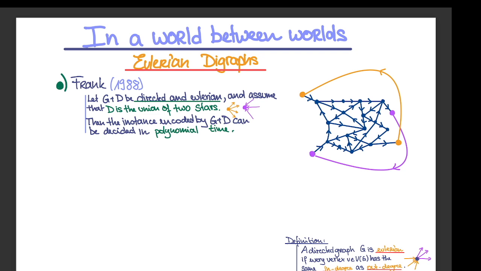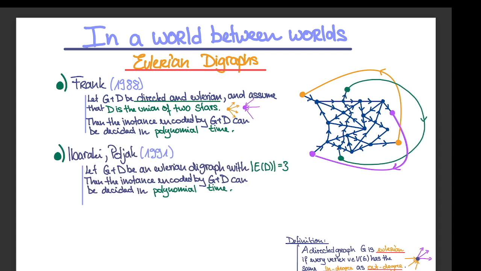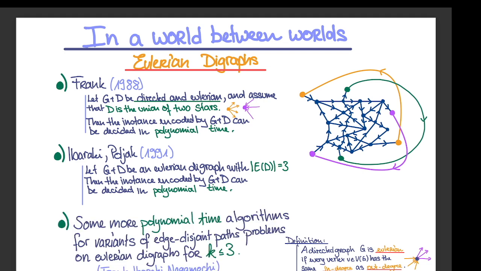So if you're given a graph G plus D, where D is the demand graph and G plus D is Eulerian, then the 2 edge disjoint path problem is actually polynomial time solvable. And soon after that, it was proved that this holds true for K equals 3, so the 3 edge disjoint path problem is also polynomial time solvable when G plus D is Eulerian. And then the same authors went on analyzing different variants of edge disjoint paths in variants of Eulerian digraphs, and they proved that for several cases and K less than or equal to 3, the edge disjoint path problem remains polynomial time solvable on some variants of Eulerian digraphs.